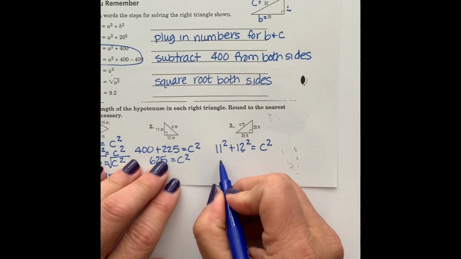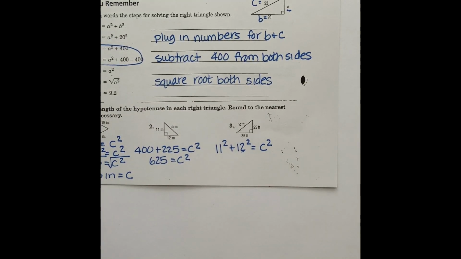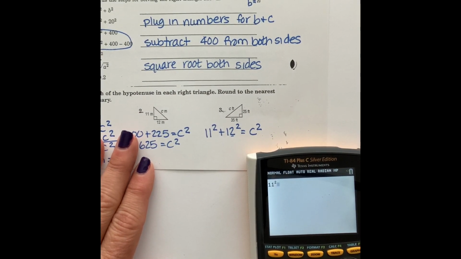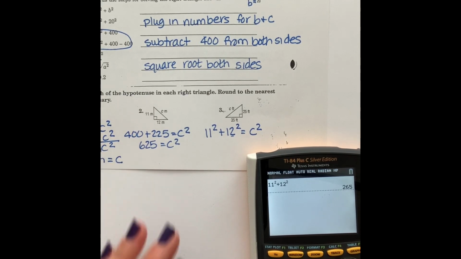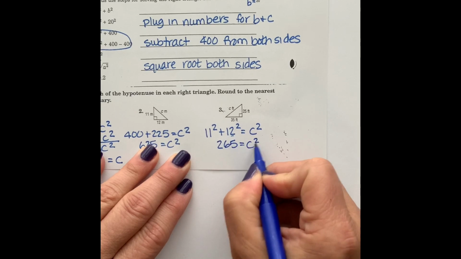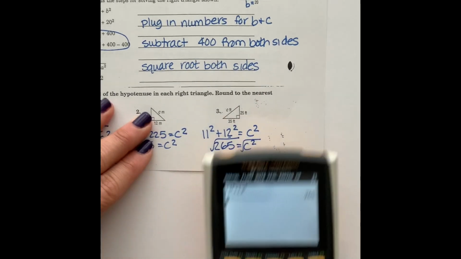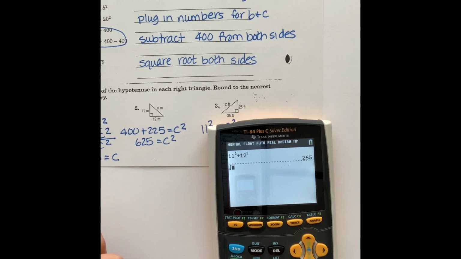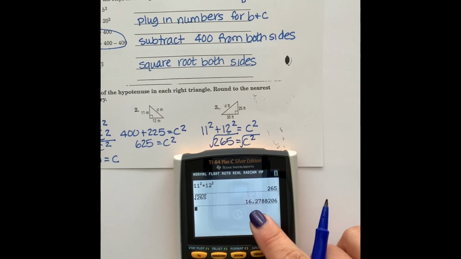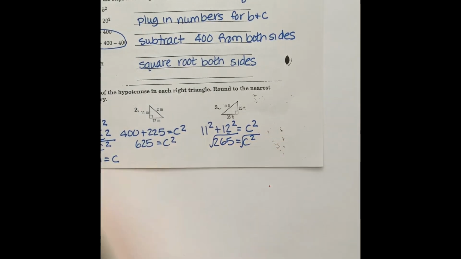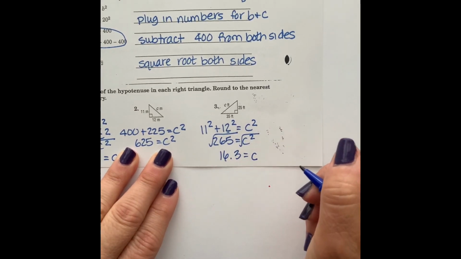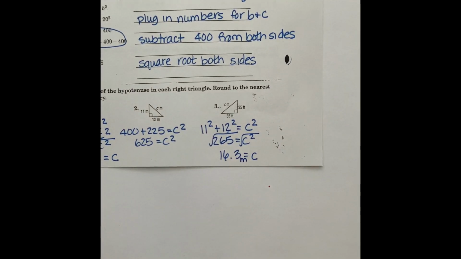All right, so if I'm doing this with my graphing calculator or even a scientific calculator works, 11 squared plus 12 squared is equal to 265. So I've got 265 equals C squared. I'm going to square root it. So second square root 265, whichever calculator you're using, it says to round to one decimal place, so we're going to round to 16.3. So 16.3 is C, and what were those? Meters. Squeeze that label in there.